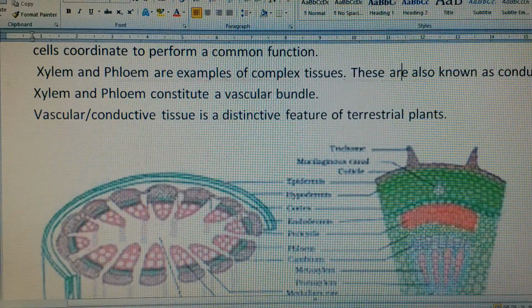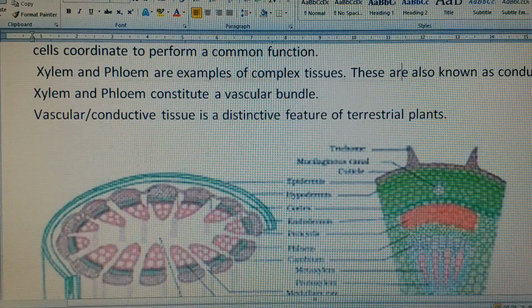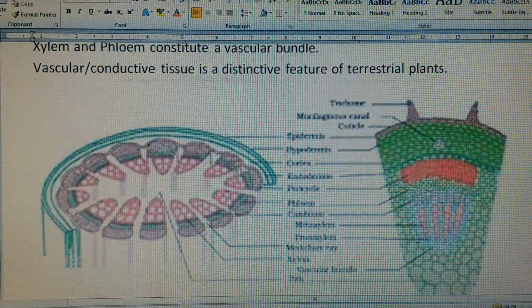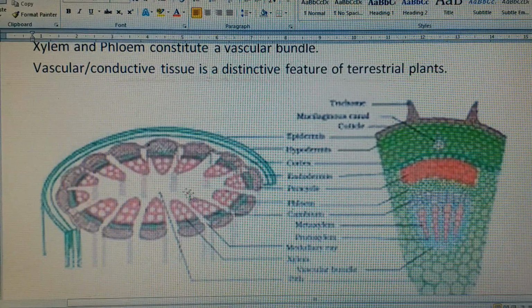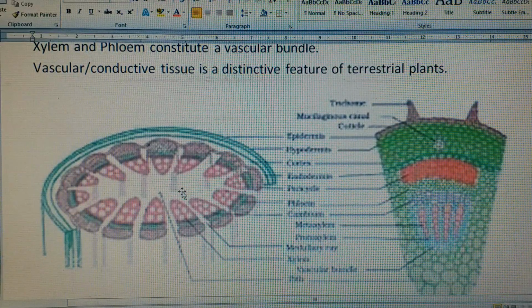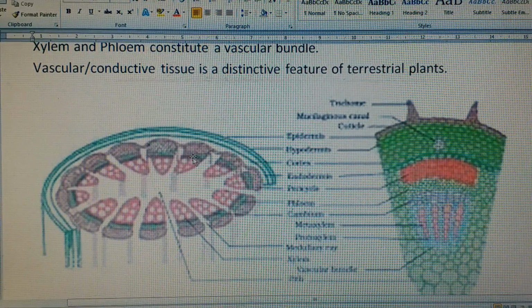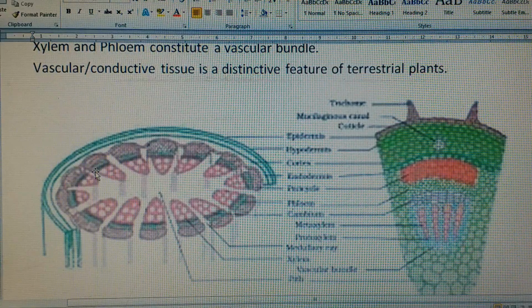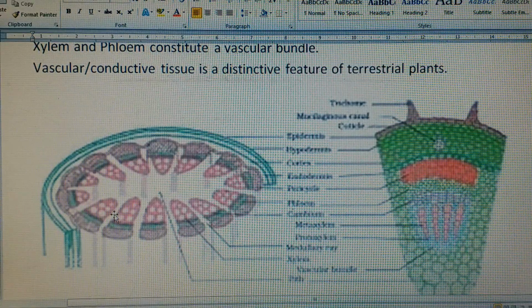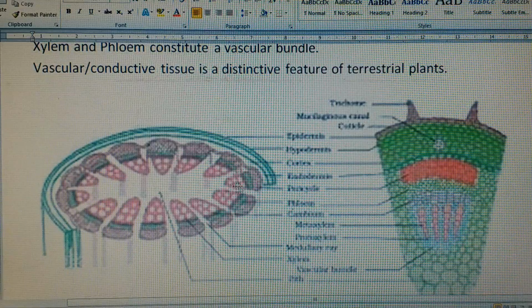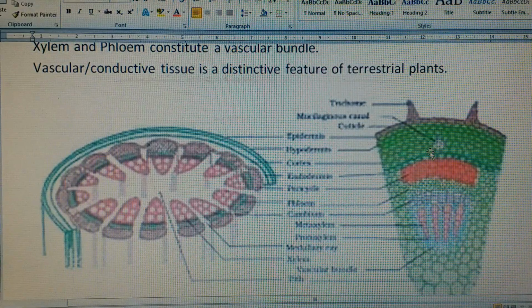This is the cross section of the stem of a plant, and you can see these structures arranged in a circular manner. These structures are the vascular bundles. So this is the structure of one vascular bundle.